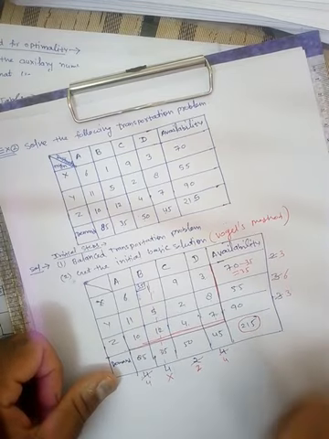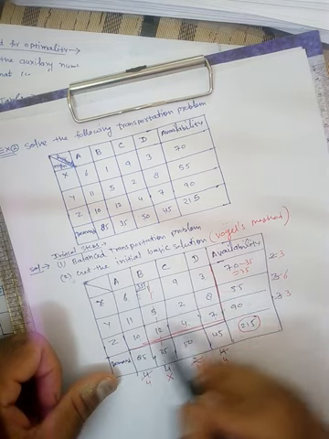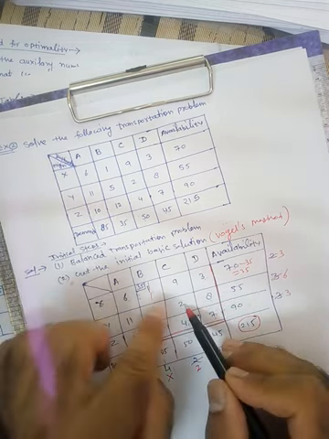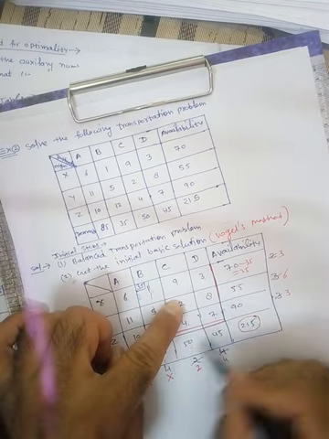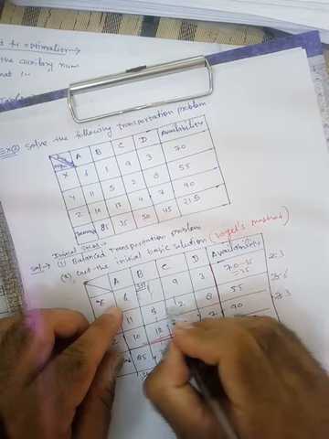Now among all these, 6 is the largest one. So now move in this row, and 2 is the least cost, the smallest cost among these. Here is 50, here is 55. So allocate 50 units here.